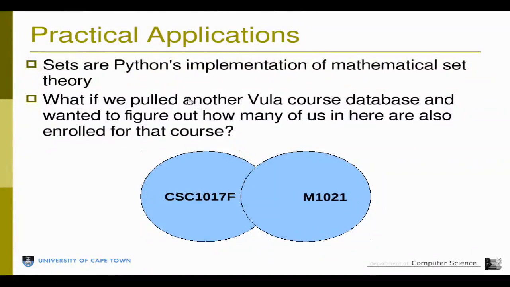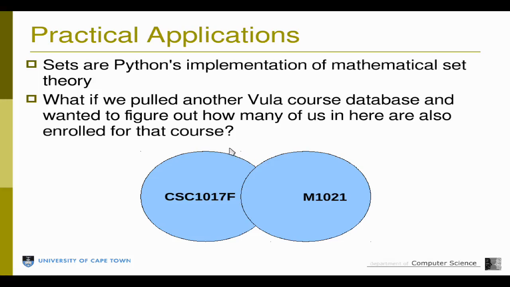So the two data structures that we've looked at so far, lists and dictionaries, are quite useful, but there are certain instances, as is the case with the example I just put up here. If someone is doing 2028, an advanced mathematics course, how would we figure out how many of us in here are actually doing that course? If we were to pull the 2028 database from that Vula site and put out all the names, and check how many individuals enrolled for that particular course are also enrolled for this course, we could do that with lists or dictionaries, right? But it wouldn't be as easy as it would be by using sets.